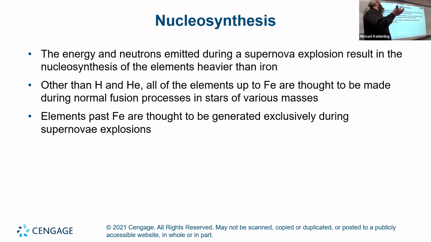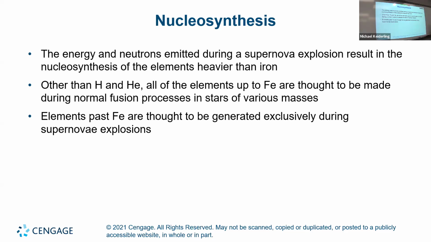And supernova explosions are how we get all elements heavier than iron. It's a little more complicated than that in reality, but basically they're a necessary step in how we get all elements heavier than iron. The energy and neutrons emitted during a supernova explosion result in the nucleosynthesis of elements that are heavier than iron. Basically, you can't fuse past iron and get energy out. To get past iron, you have to throw energy in. Well, you have a massive explosion emitting tons of energy.